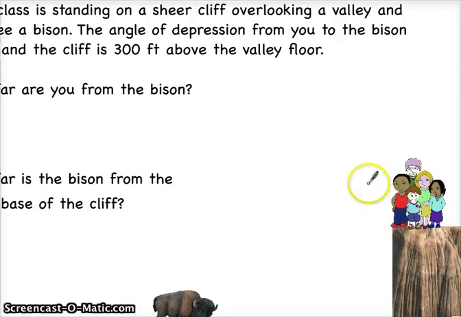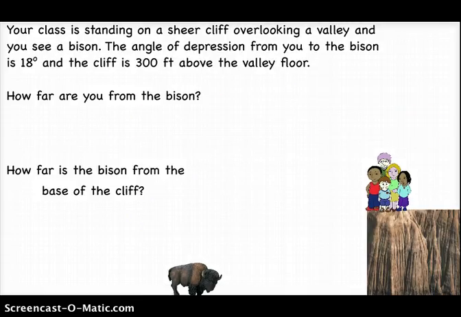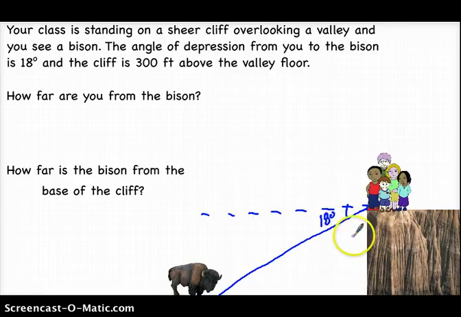And here's an example of an angle of depression problem. Let me expand the screen here for just a second. Okay, there we go. Now we can see the full problem. Again, reading through the problem, we're standing on a sheer cliff, and we see a bison down below us. So that line's going to drop down that way. The angle of depression from us to the bison is 18 degrees. So again, from the horizontal, our angle of depression is 18 degrees right here.